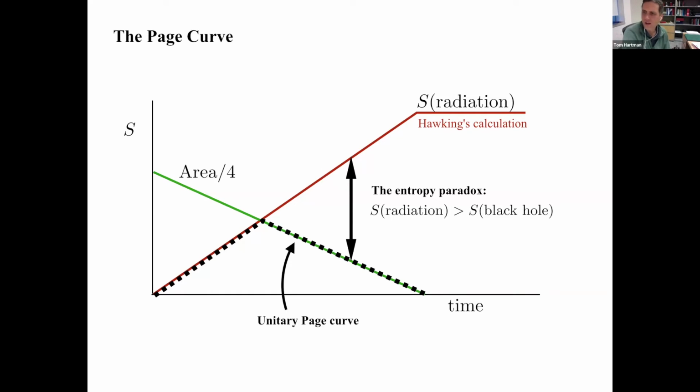The way Page did this calculation is by modeling the time evolution of the black hole as a random Hamiltonian. This seems like sort of a drastic approximation, but we're going to find that using modern path integral techniques, you can confirm this calculation now.